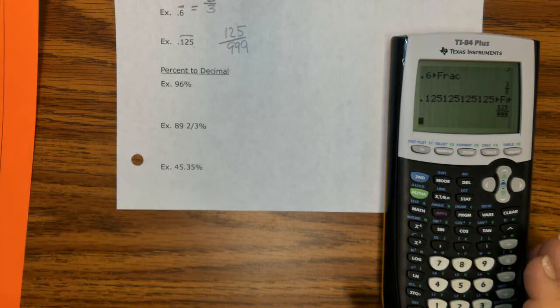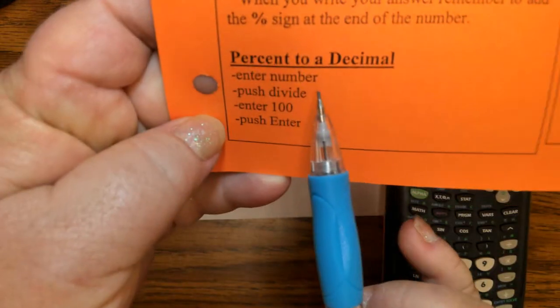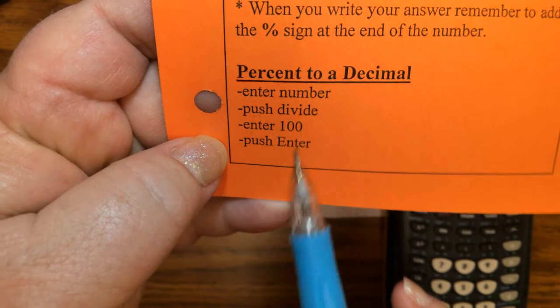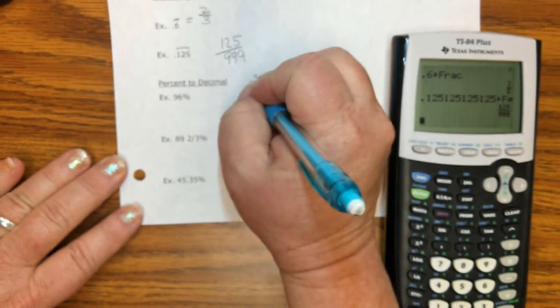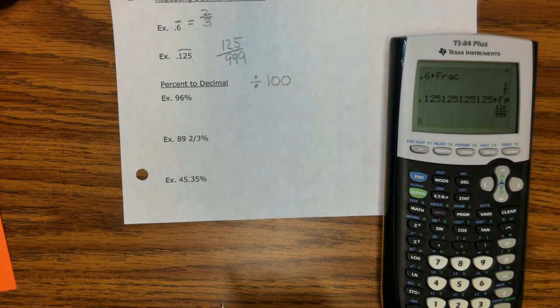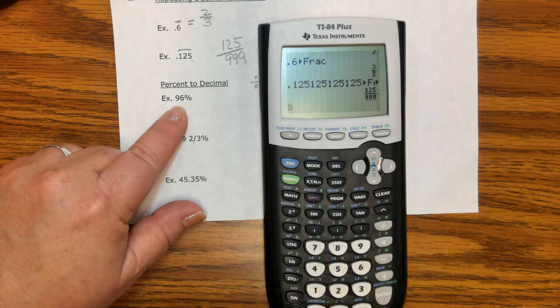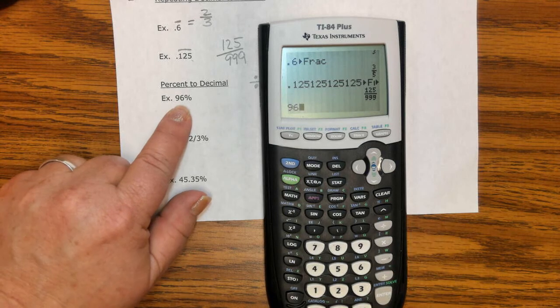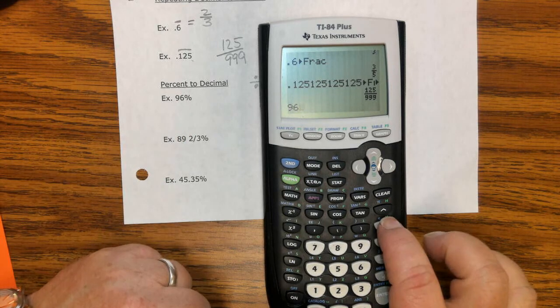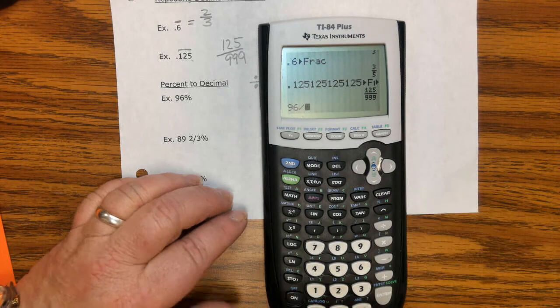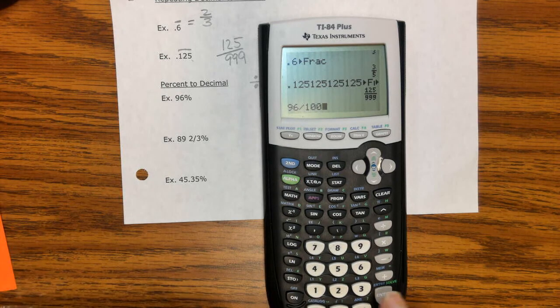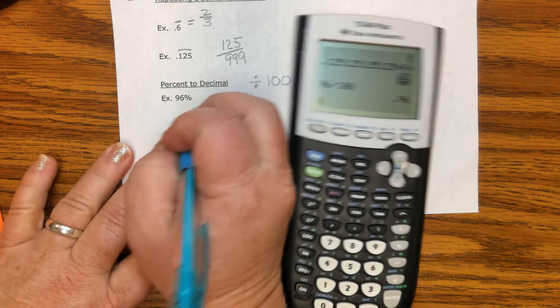Percent to decimal. Now, that's even on this card. Percent to decimal. You enter the number, push divide, enter 100, push enter. So you are dividing by 100. Okay? That is all you have to do when you're doing a percent to decimal. You're not putting that percent sign in. This calculator doesn't let you do that. So you just press the number 96. Push the divide key, which is over here on top of the multiply key, okay? Then you put in 100, because you're going to divide by 100. Press enter. That's your answer.